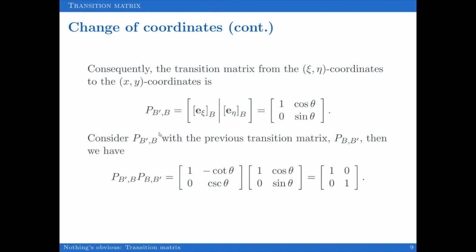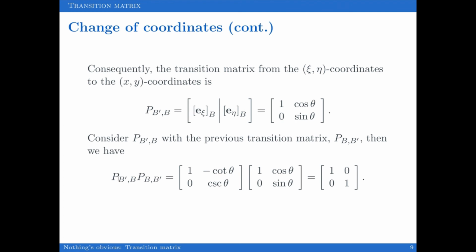And we can see that this one is P sub B prime comma B, which means we transform the coordinate vector from B prime to B. And if we transform this coordinate and then transform back again to the original basis or coordinate, we should get the identity map, which means we didn't map anything.